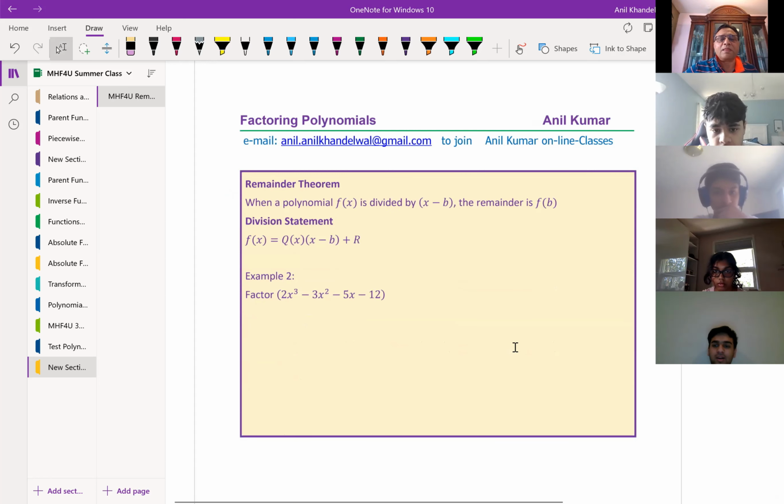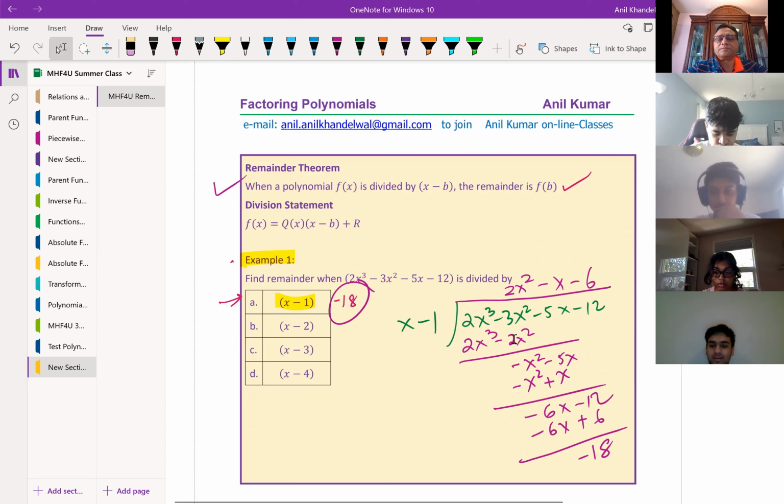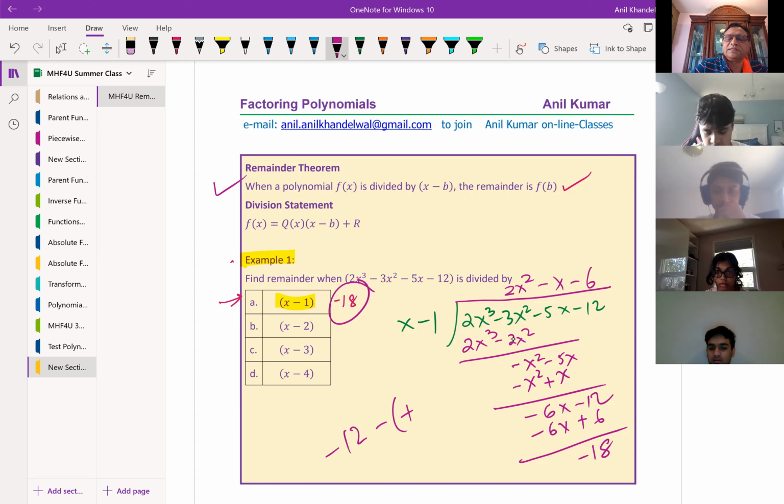Wait, I have a question. Yes. For the last step, it was minus 12 and plus 6. How does that make negative 18? So when you do minus, that plus 6 becomes minus 6, right? So it is minus 12 minus of plus 6, correct? Oh, okay. Yeah.